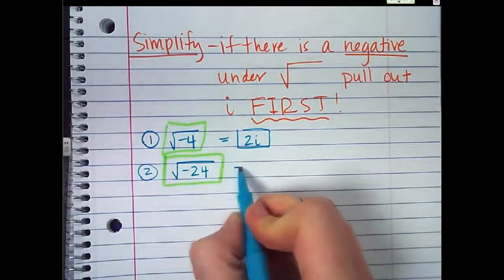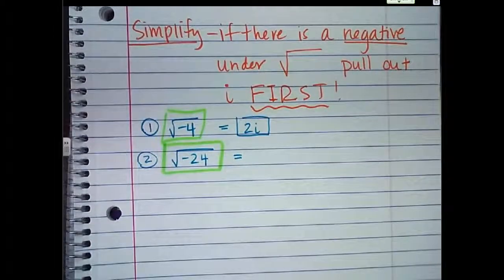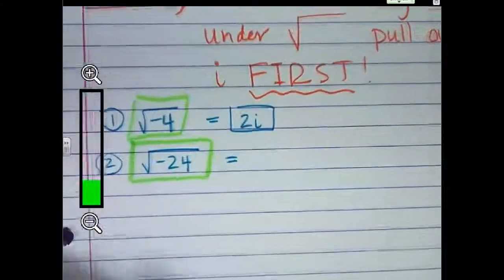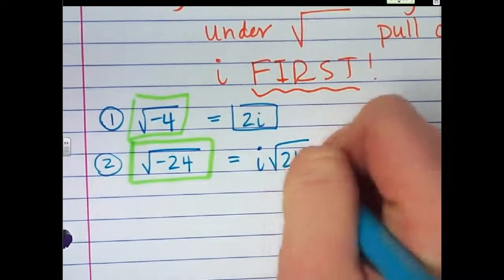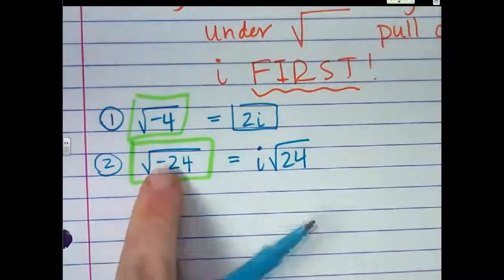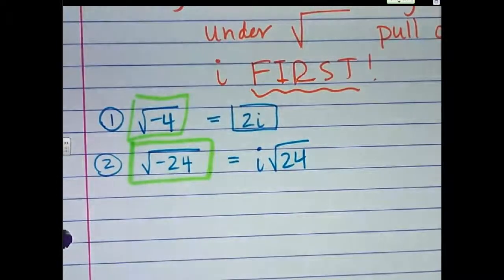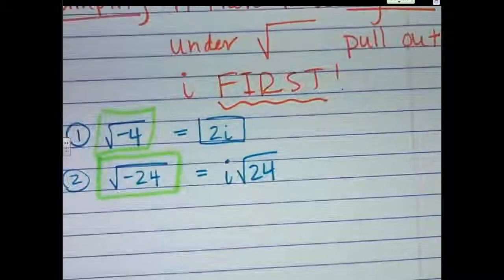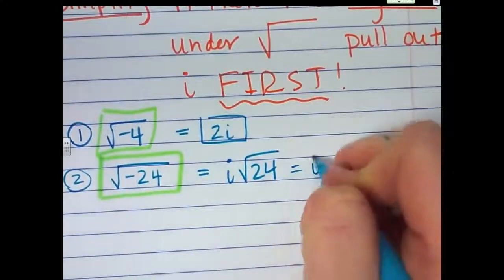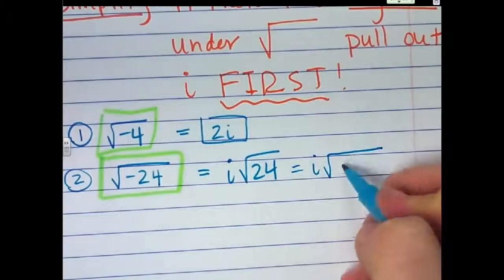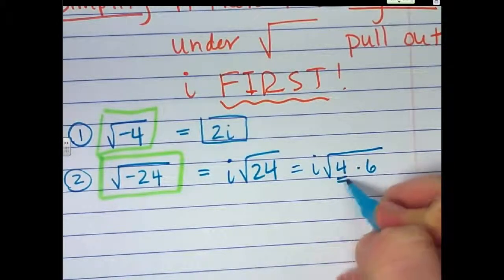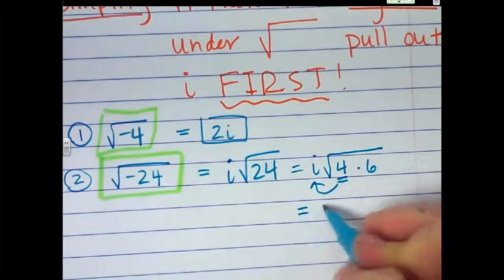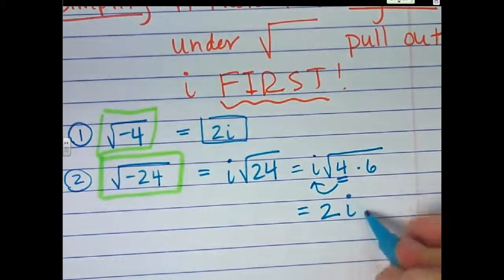So square root of negative 24. Before you do anything, pull out the negative. So that means instead of negative square root 24, I have i square root 24. The negative goes out and becomes i. Now let's simplify the 24. So what perfect square is in there? 4 times 6. Square root of 4 is 2. So 2i square root 6.